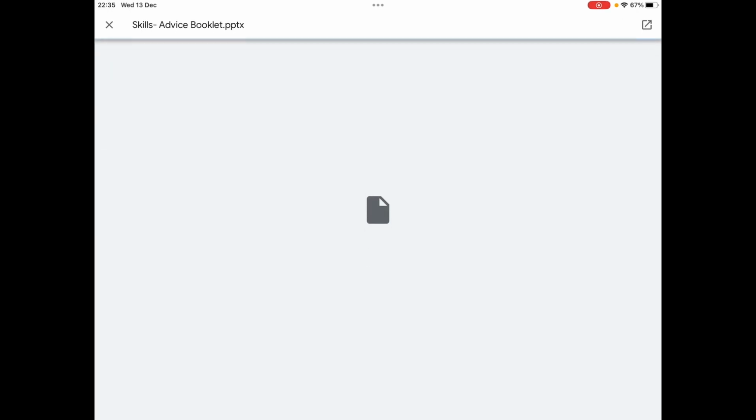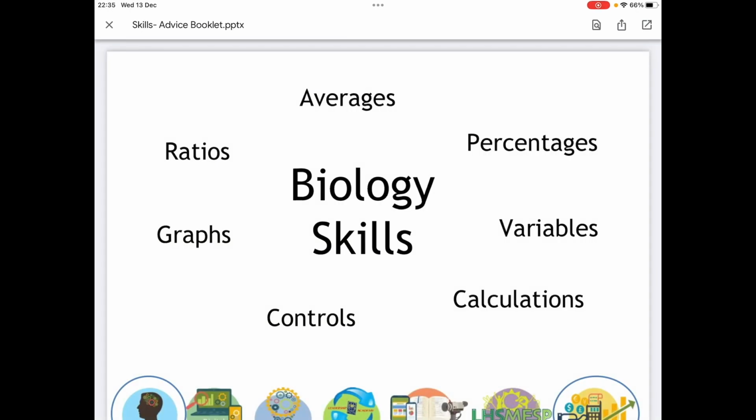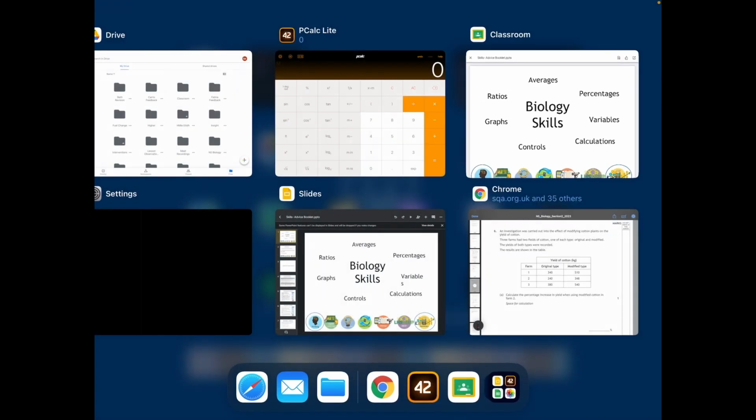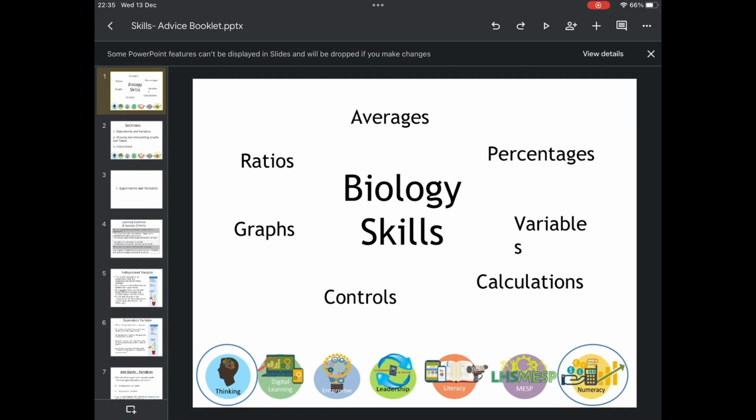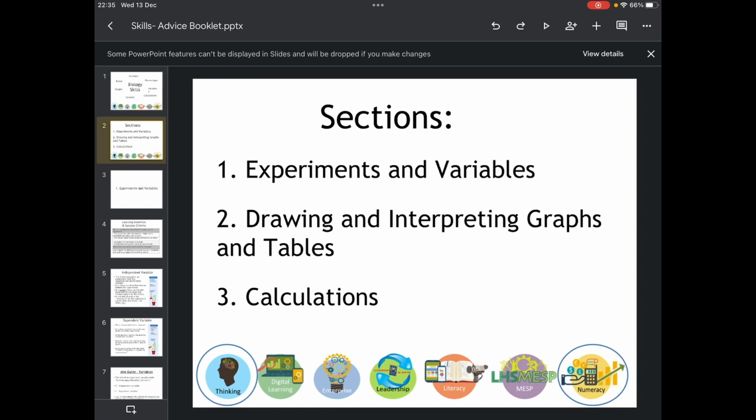Now you might have this in paper form from your class teacher as a little booklet, called the skills advice booklet, and it takes us through what we need to know for skills in biology. Here it's presented as a Google slide. As you can see, it's set into 3 sections. So we divide up the skills in biology. There's questions which are based around experiments and variables. There's questions which involve drawing and interpreting graphs and tables, and there's calculations.